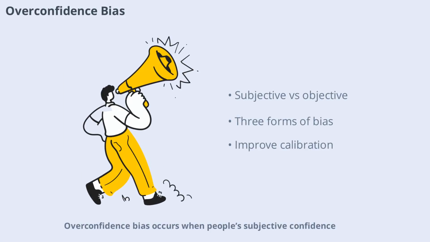Overconfidence bias occurs when people's subjective confidence in their judgments exceeds their objective accuracy. This bias has 3 forms: overestimation, overplacement, and overprecision. Calibration studies show that people are often less accurate than they believe. Overconfidence can lead to poor decisions and risk-taking. Improving calibration helps us become more realistic and effective thinkers.